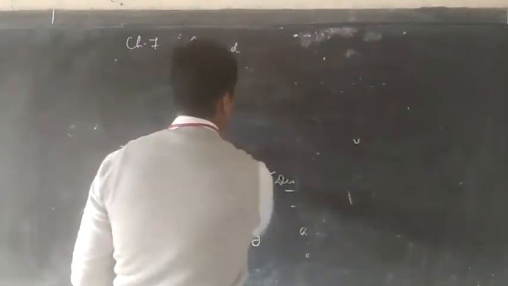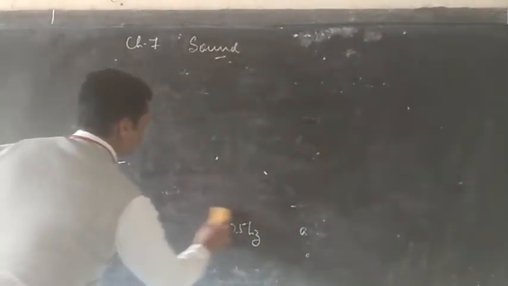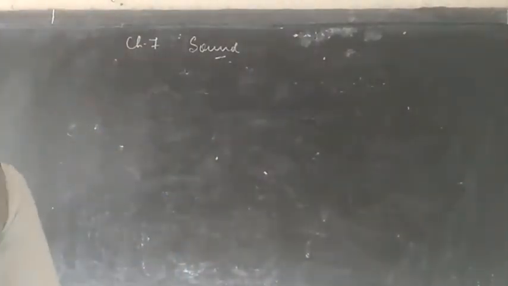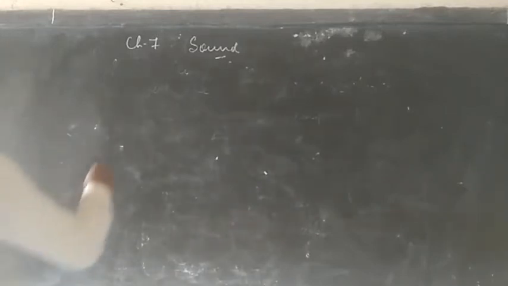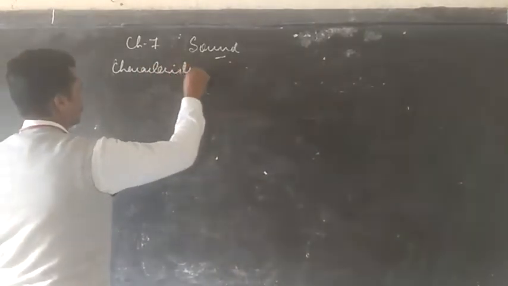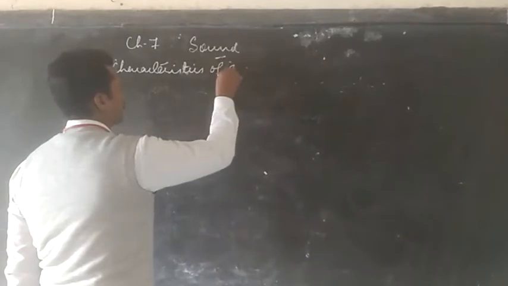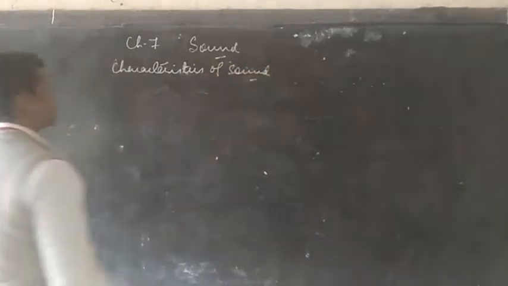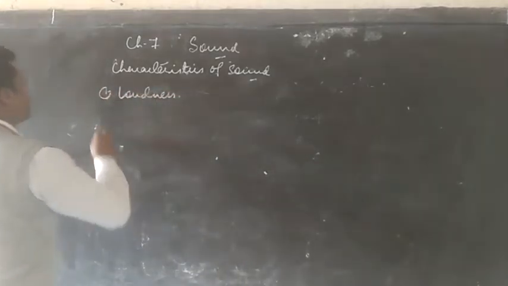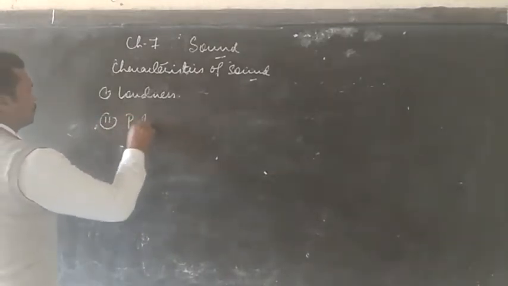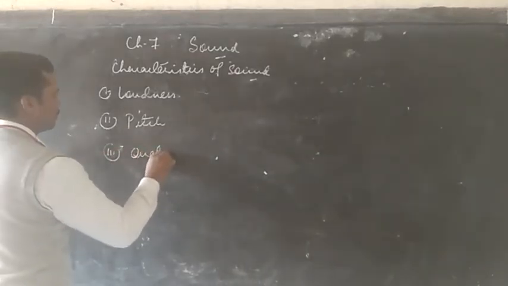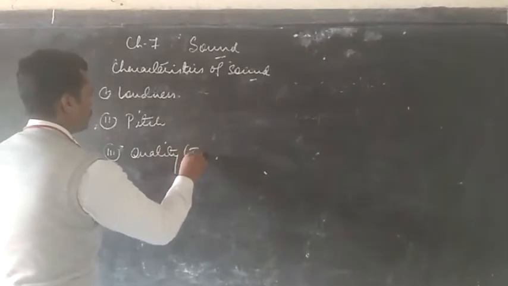There are three main characteristics, and each characteristic has its own information about the nature of the sound. So we have the characteristics of sound. First is the loudness of the sound. Then second is pitch, and the third is quality, which is also called timbre.